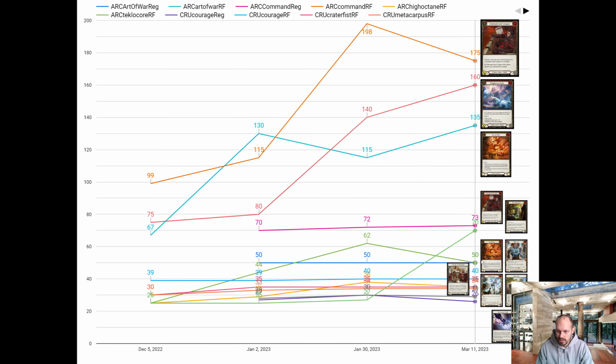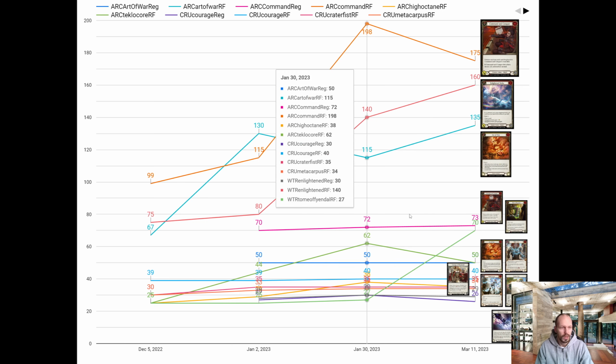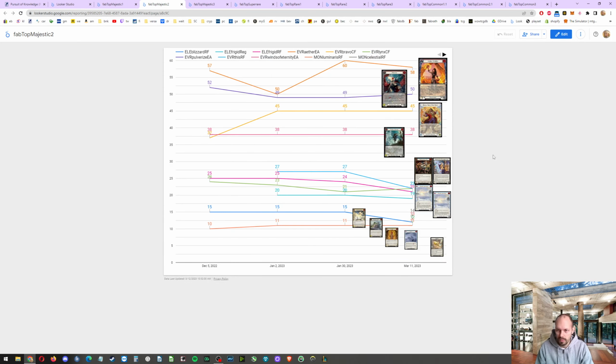And then we have some cards going sideways or even down. You know, the Art of War, non-foil, Teclo Core in foil, High Octane in foil, Crater Fist foil, Courage of Plato foil. All those cards, Metacarpus Knot being the cheapest one down here. I think I do. Do I have a new one? Oh yeah, the new one is, no, it's not. No, I did sort this on other pages. Let's look at the next block.